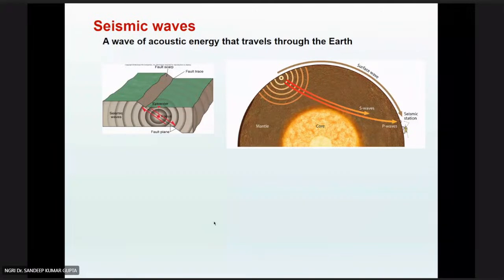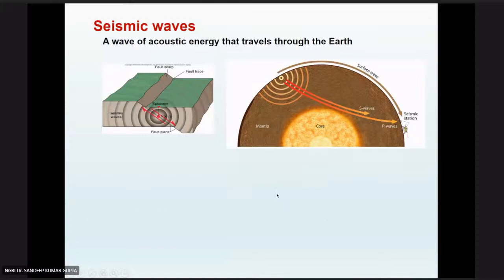So now again, as I told you, during an earthquake, seismic waves come up. What is a seismic wave? It is nothing but acoustic energy that travels through the earth. From this cartoon, you can see that as the earthquake occurs at this focus, the seismic waves come out. These waves travel all through the earth. A few waves travel inside the earth and a few travel along the surface of the earth.